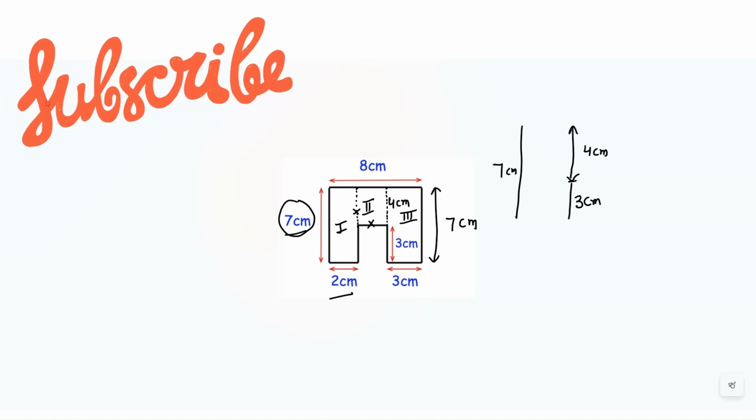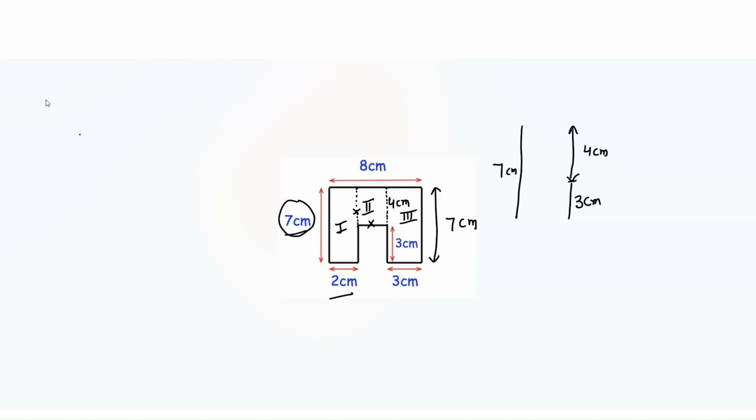Now I'll go with the horizontal line. The bigger one is given to us, 8 centimeter. The smaller one is given to us, 2 centimeter. This one is given to us, which is 3 centimeter. We don't know how much it is in between. So that means this 2 plus this side length plus this 3 should be equal to 8. So this missing side length is equal to 3 centimeter. So I'll write here 3 centimeter.